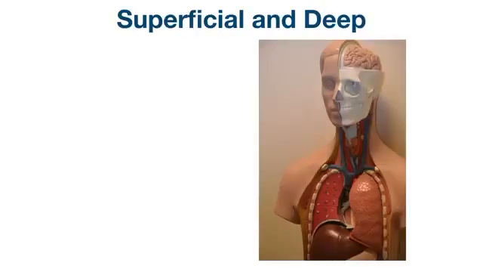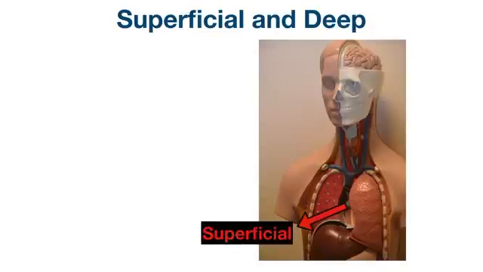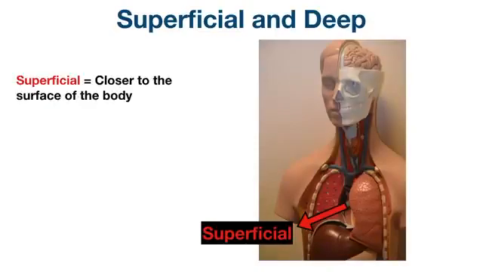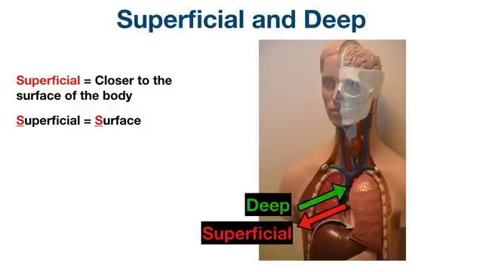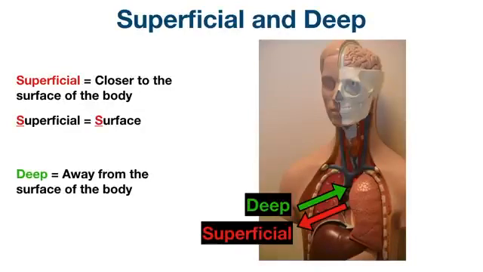The next pair of directional terms is superficial and deep. If we move closer to the surface of the body, then we're moving superficial. So superficial is defined as closer to the surface. Superficial and surface both start with the letter S to help you remember this. If we move away from the surface of the body, then we're moving deep. So deep is defined as away from the surface of the body. The term is self-explanatory, which makes it easy to remember.